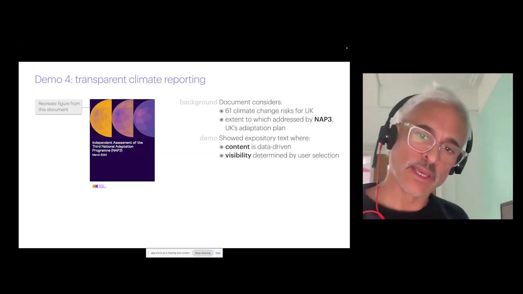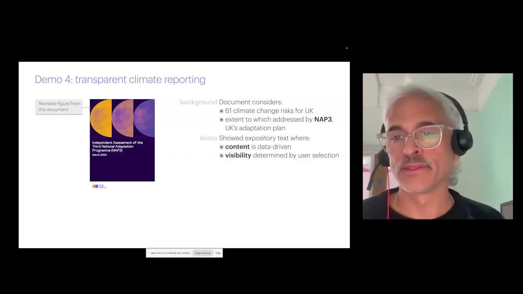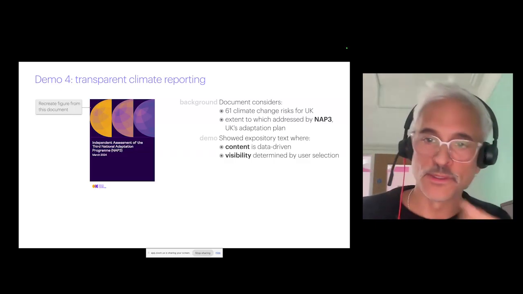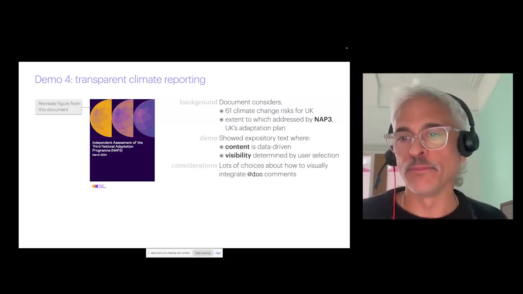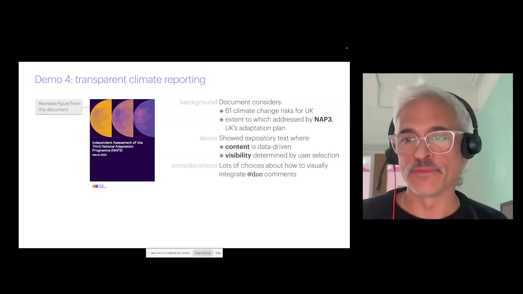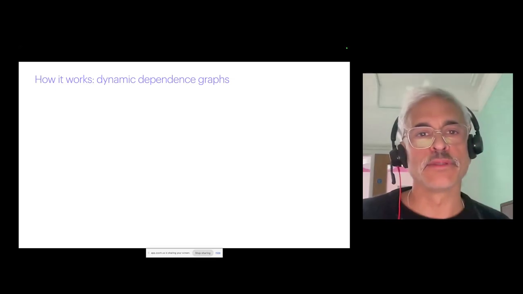So we saw here expository content that's data driven, so it's computed from the data, and the visibility of that content is determined by the way the user selects in the user interface. And there's lots of choices here about how you might go about integrating some of this documentation, and we've taken a sort of naive approach. So how does this work then?